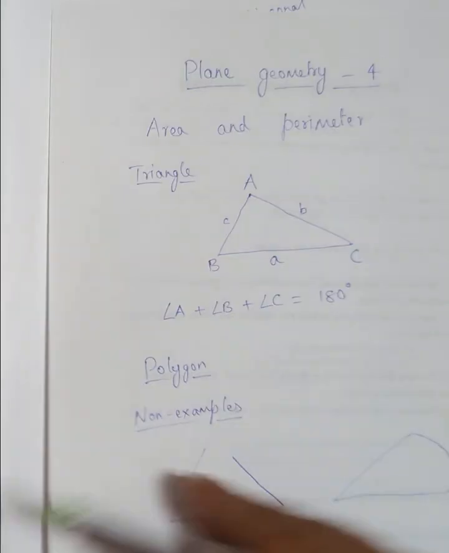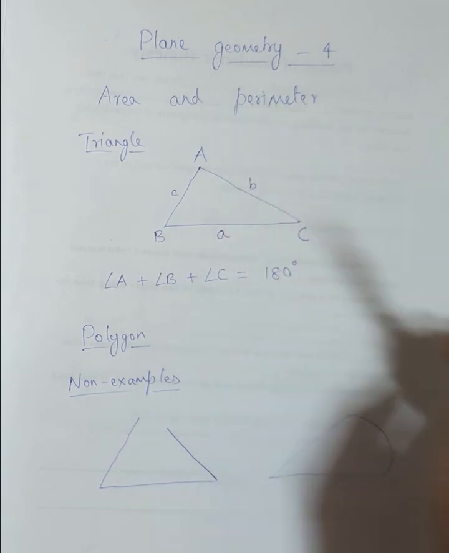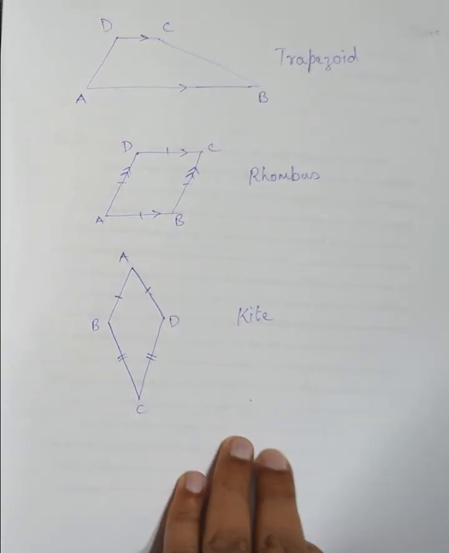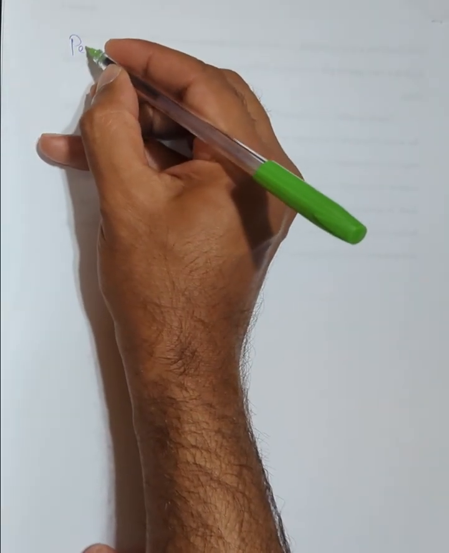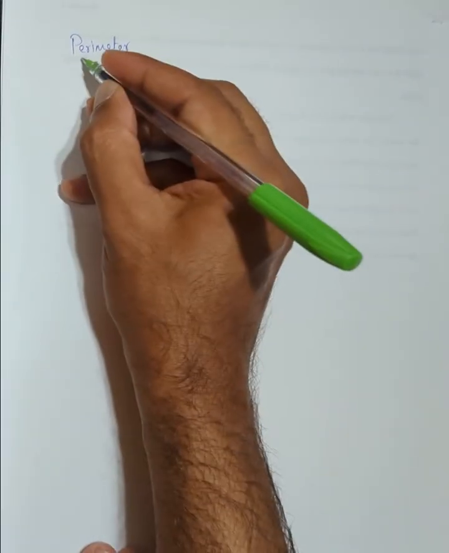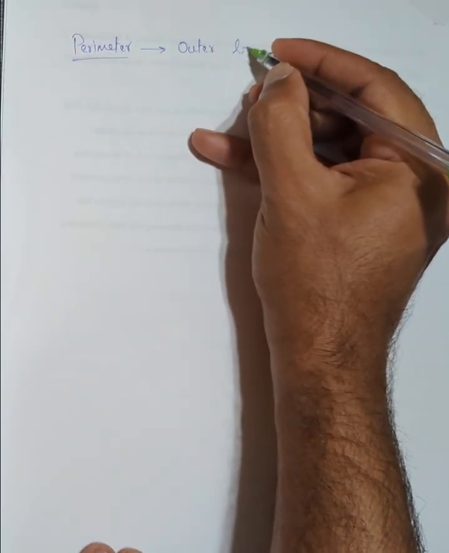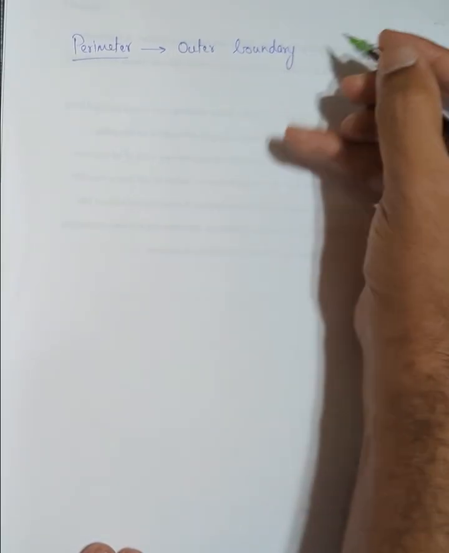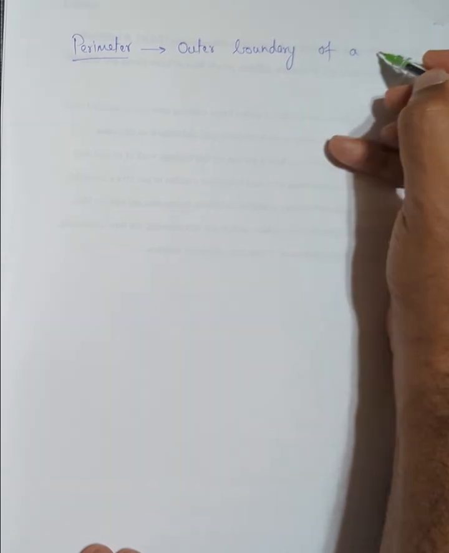Now let's come back to the main topic of this video, which is area and perimeter. And having a stack of examples of shapes will help us understand the concepts a little bit better. Now let's talk about perimeter first. So perimeter is nothing but the outer boundary of any shape, outer boundary. And since we are discussing polygons, let's say outer boundary of a polygon.